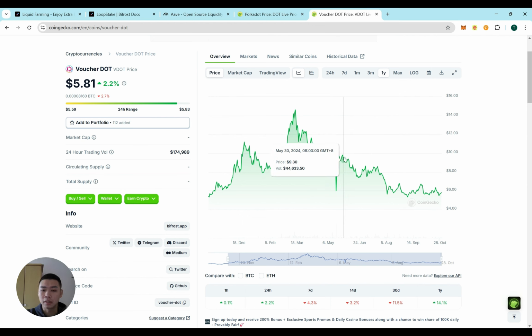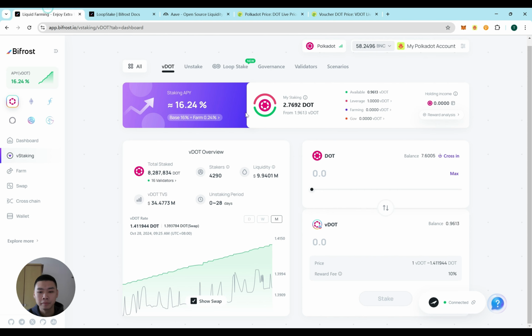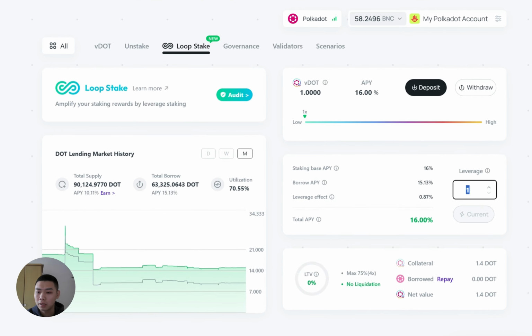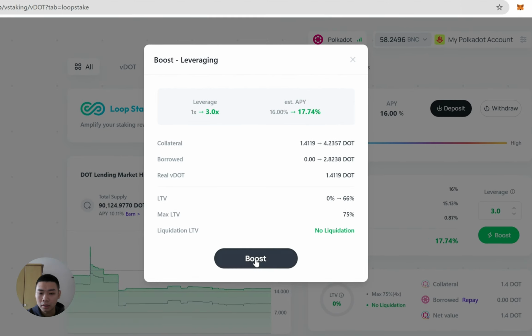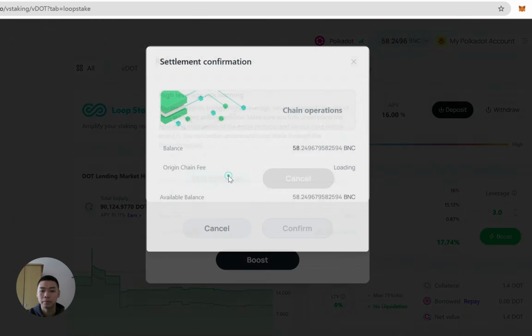So in LoopStake, it doesn't need liquidation, right? Okay, that's a bit of a long story. Let's get back to our position setup. So we're back here, with leverage 3 times and boosted. Here's a risk warning. If you are a newbie, please read these contents carefully. It will direct you to the documentation. You already know the logic behind LoopStake, so let's keep going.